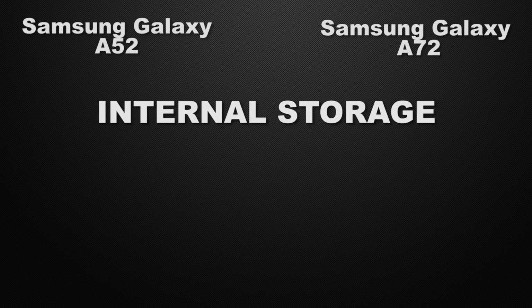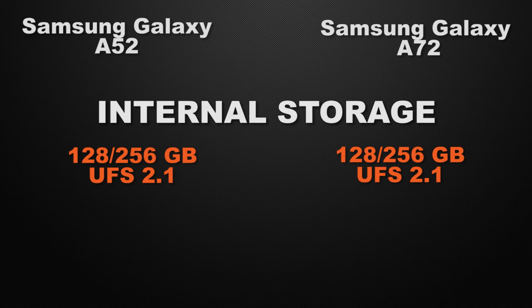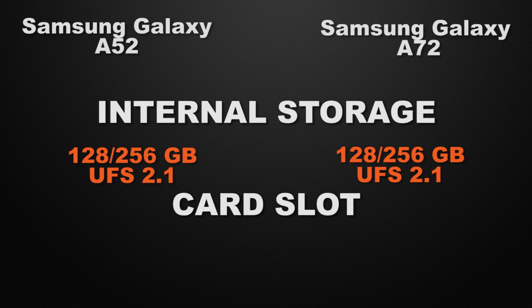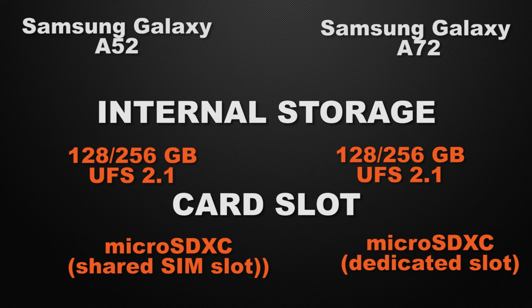Let's talk about the internal storage of the devices. A52 comes with two options, 128 and 256 GB, whereas A72 also has 128 and 256 GB storage options. So it's a tie here because both of the devices come with the same storage options. And about the external storage option of the devices, A52 has an external card slot option, but it uses a shared SIM slot, whereas A72 has a micro SD XC card slot option with a dedicated card slot. So the winner here is A72 because of the dedicated card slot option.